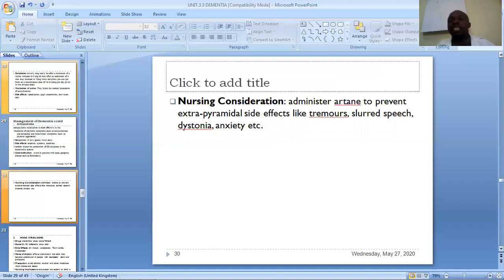Next in consideration is that you administer atenolol to prevent extrapyramidal side effects of haloperidol. Those are examples of extrapyramidal side effects. You have tremors, slurred speech, dystonia, and anxiety, to mention but a few.